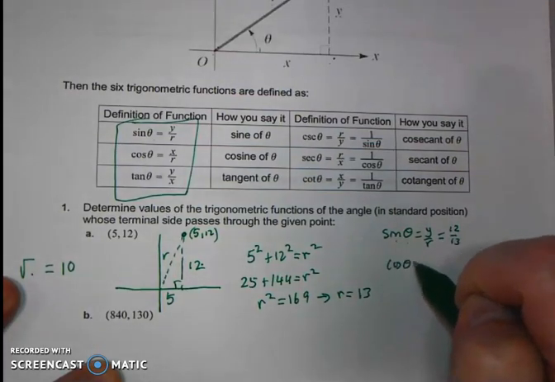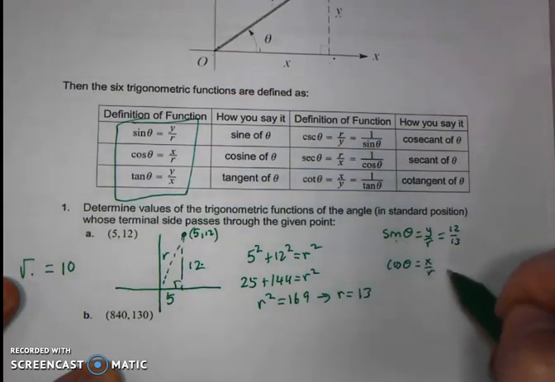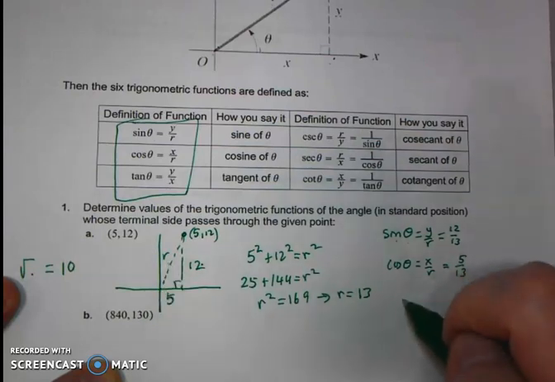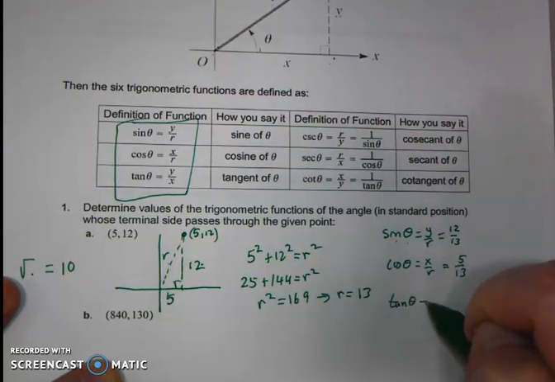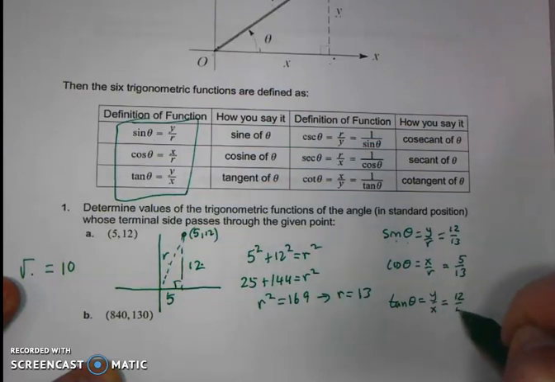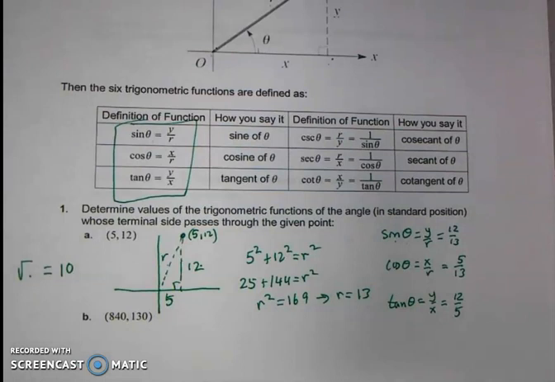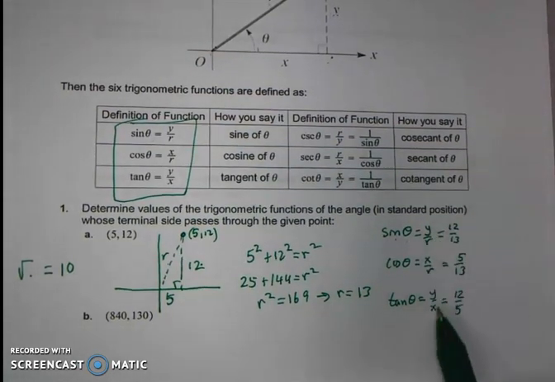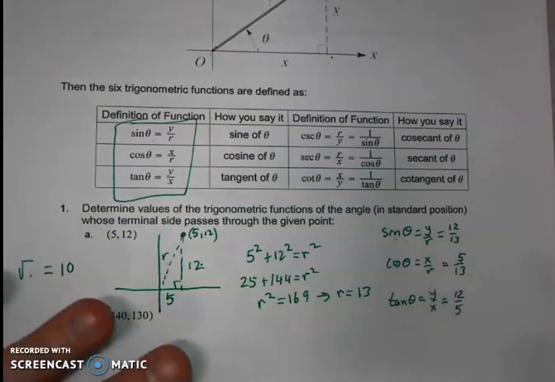Cosine theta is x over r, which is 5 over 13. X is 5. Tangent theta is y over x, which is 12 over 5. Now, I do not expect you to write y over r, x over r, y over x every time. I'm writing them now just because if we write them enough, we will memorize them by accident without having to try. So I'm just getting in the habit of writing them now to help you memorize them.